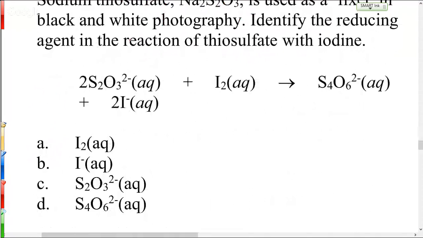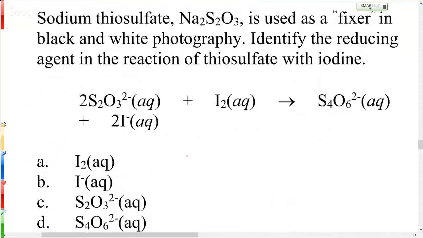Okay. Same question, different reaction. Well, opposite question. This time we want to identify the reducing agent in this reaction of thiosulfate with iodine. So which is the reducing agent? First of all, is it going to be something on the left or something on the right of the equation?